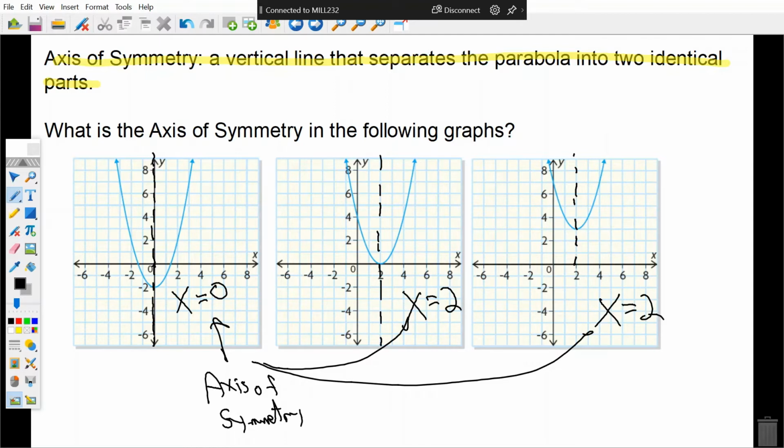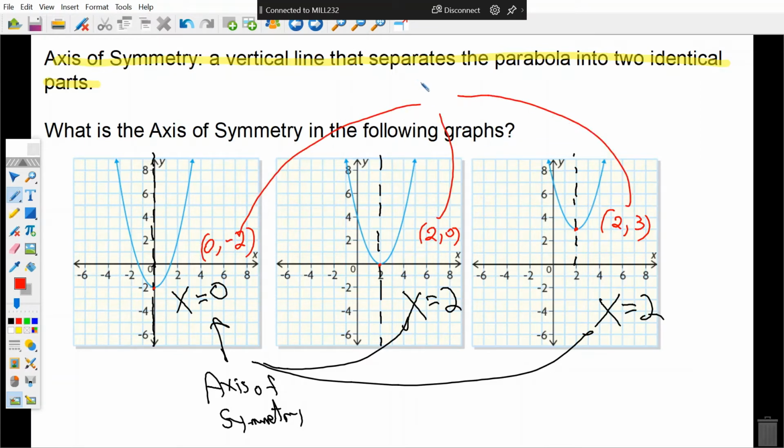Well, let's just go back for one moment and write down what the vertex would be for these. The vertex here was (2, 3). The vertex here was (2, 0). And the vertex here was at (0, -2). The red ones, you said, are all the vertex. Okay? Now, what do you notice about the vertex and the axis of symmetry?